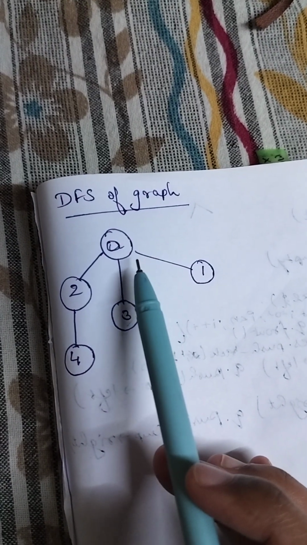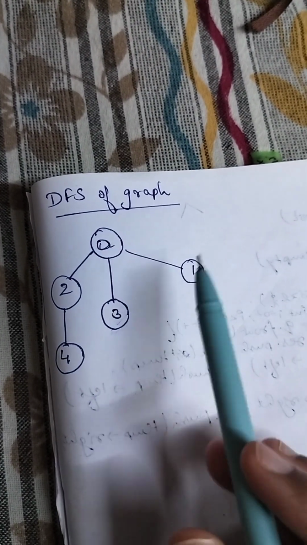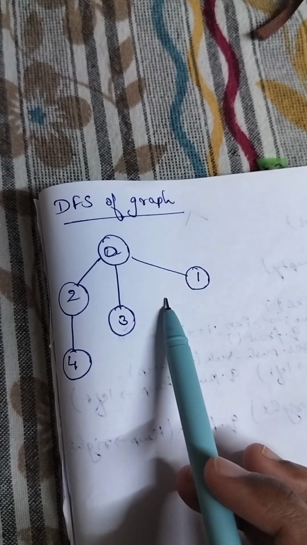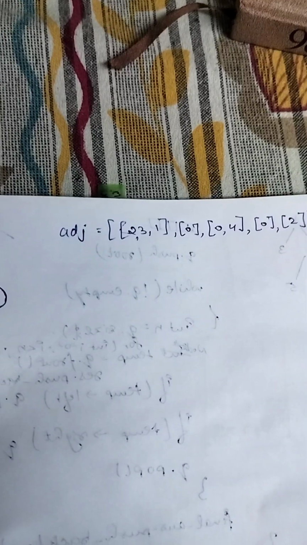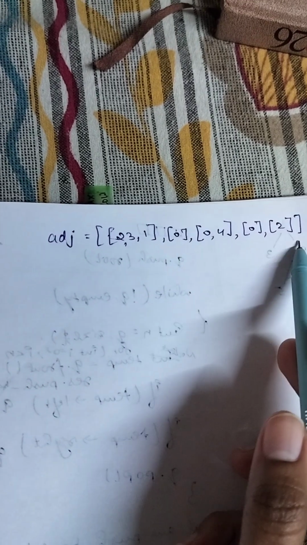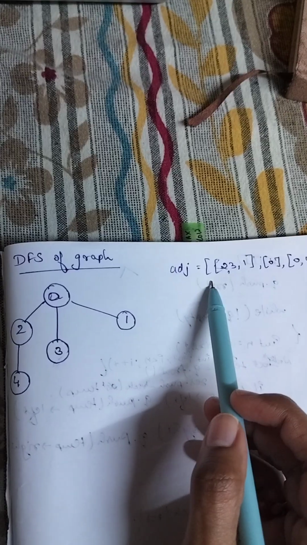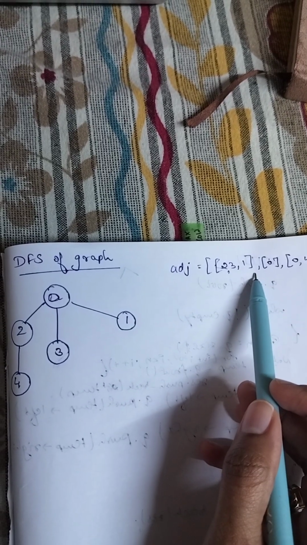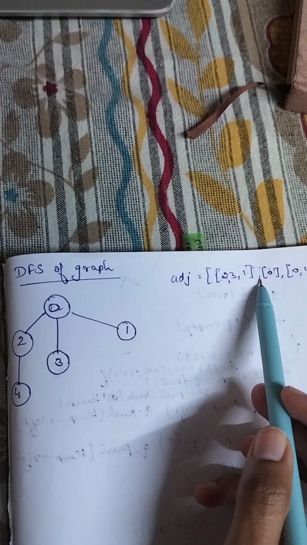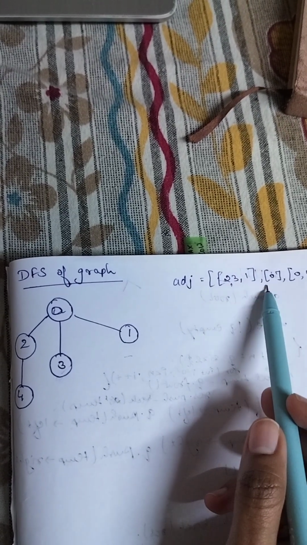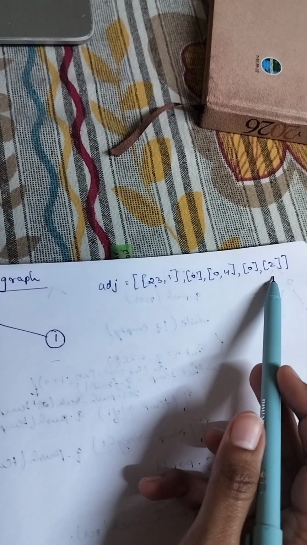Now if you see, this is the graph which is given to us. This question you can find on Geeks for Geeks, and this is the adjacency list given to us. This means the 0th node has edges connected to these nodes 2, 3 and 1. For the first node, the edge is connected to 0, as you can see, and similarly for other nodes as well.